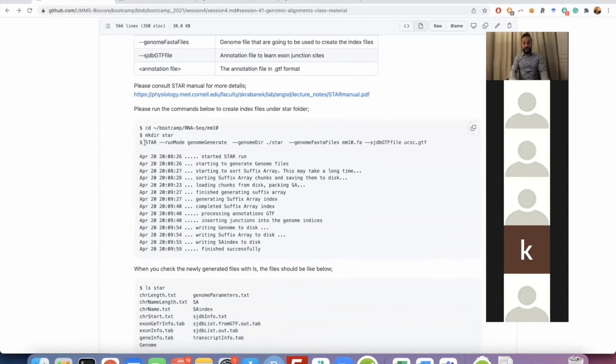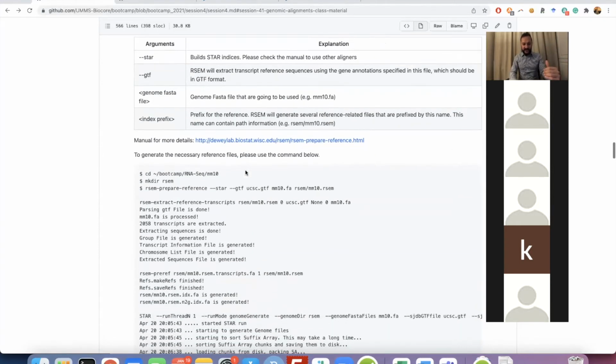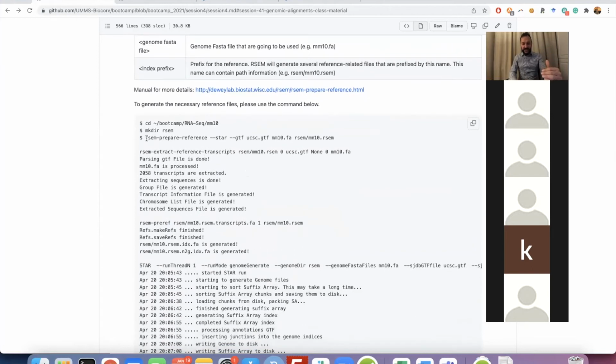First, you're going to create the index files that will use this annotation file, the GTF file, to understand where the splice junctions are in the genes. Then when you get these index files, you're going to use them while doing the other alignment exercises. And then you're going to prepare RSEM index files for STAR using the same UCSC GTF file that is already in your directories.